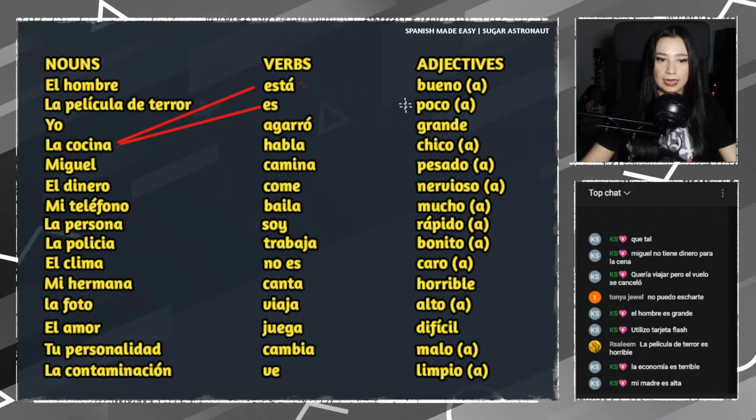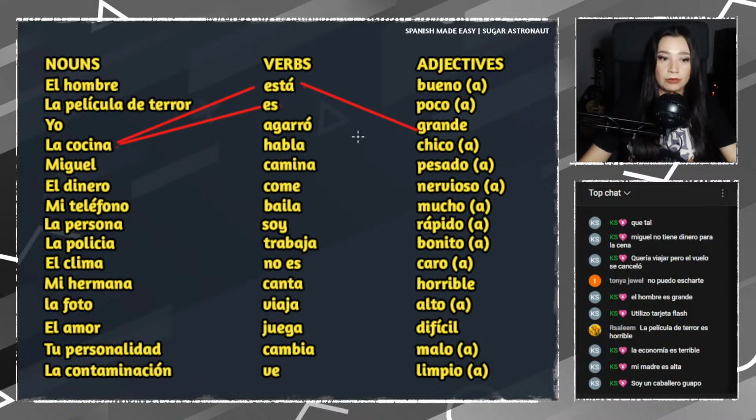Now we're using, again, this adjective, and you're just saying the kitchen is big. Also, you can use la cocina es grande. Okay, so both ways are okay. I mean, you could change the size of the kitchen, right? But in Spanish, both work when describing a place. La cocina es grande, la cocina está grande.